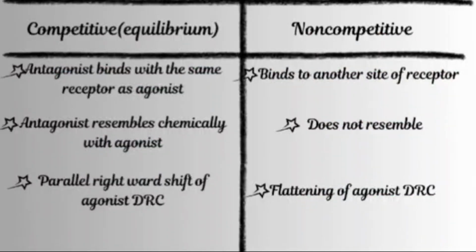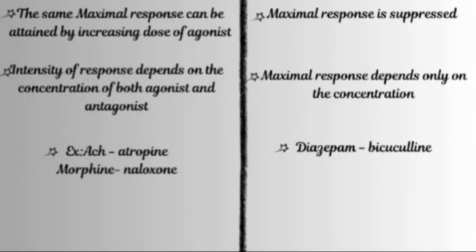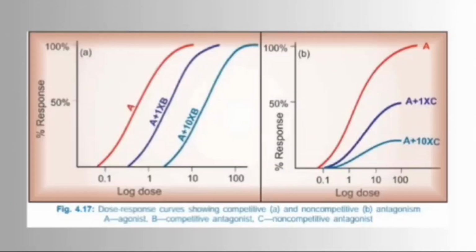Competitive and non-competitive. Antagonist binds with the same receptor as agonist in competitive and binds to another site of the receptor in non-competitive. Antagonist resembles chemically with the agonist in competitive and does not resemble in non-competitive. Parallel rightward shift of agonist curve in competitive and flattening of agonist curve in non-competitive. The same maximal response can be attained by increasing dose of agonist in competitive, and maximal response is suppressed in non-competitive. Intensity of response depends on the concentration of both agonist and antagonist in competitive, and maximal response depends only on the concentration of antagonist in non-competitive. This figure shows drug response curves showing competitive and non-competitive.